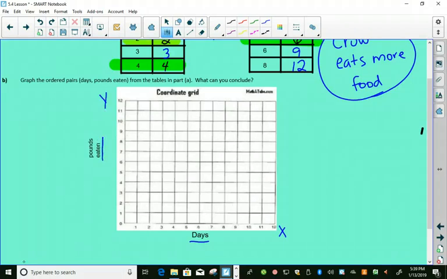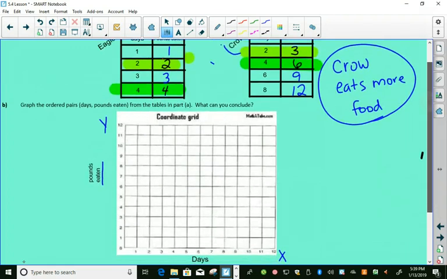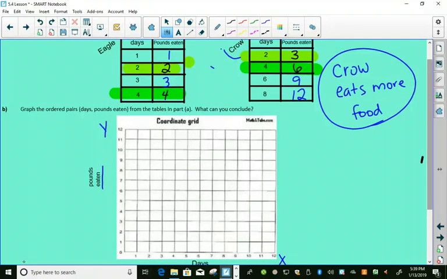Okay? So you have both of those pieces of information in the table, and we're going to graph them. So looking at the eagle's first information in their table, in one day they ate 1 pound. Well, days relates to your x, and pounds eaten relates to your y. So the coordinate that matches the first one is 1, 1.